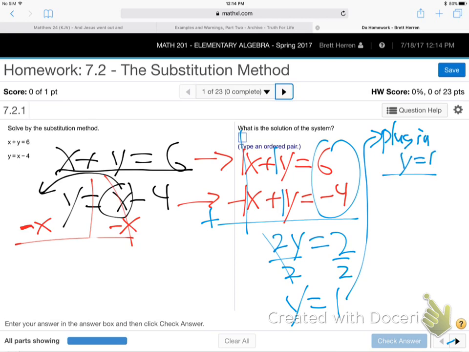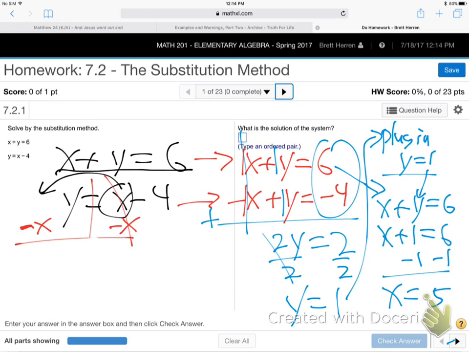Where do we plug it in? Anywhere you want. I usually just grab the first equation. So it's x plus y is 6. Plug in the y is 1. X plus 1 is 6. Subtract 1 from both sides. X is 5. So the answer is 5, 1, x, y.